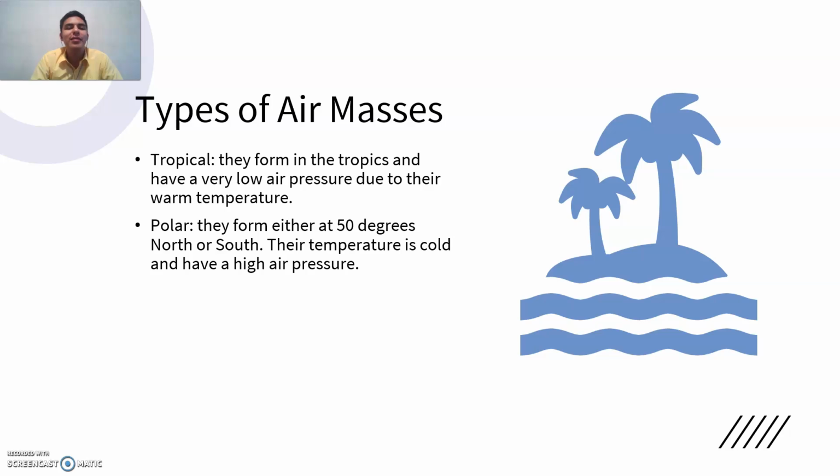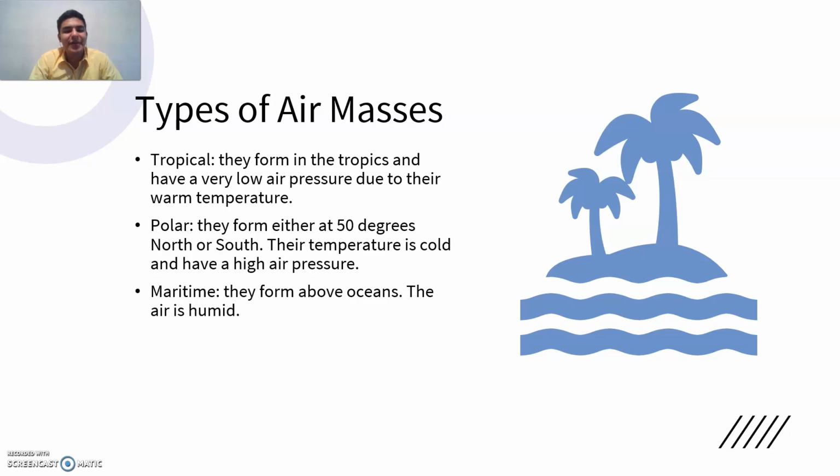Now let's talk about polar. They form either at 50 degrees north or south. Their temperature is cold and they have a high air pressure. So pretty much this one is different to the one that we were seeing before. So tropical and polar are opposites, because tropicals are warm and of course they have a low air pressure, while polar air masses have a cold temperature as well as high air pressure.